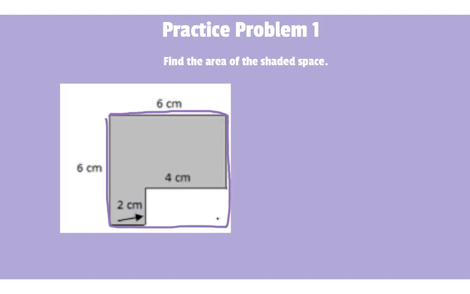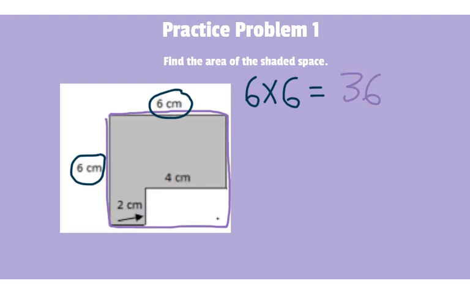Yeah, I think I could, because I know the length is 6 going up and down over here, and I know the width is also 6 going across here. So I could do 6 times 6, and that would give me the area of the purple section. What's 6 times 6? 6, 12, 18, 24, 30, 36. And I could get 36 for the area of the purple section.